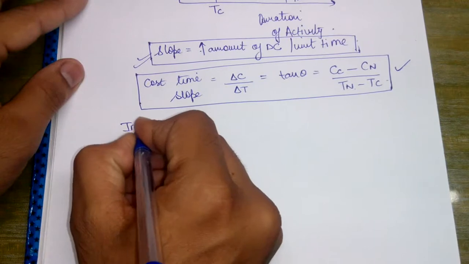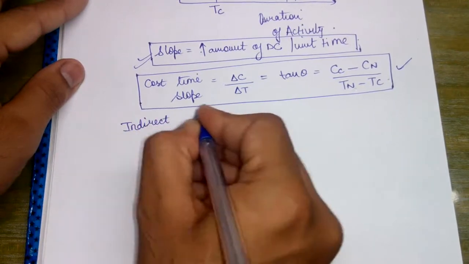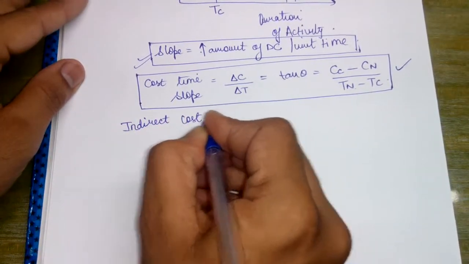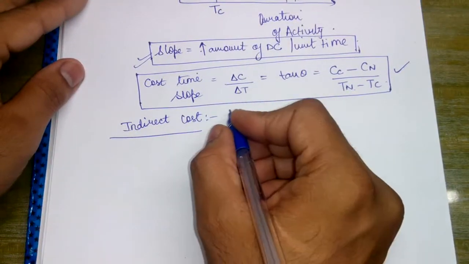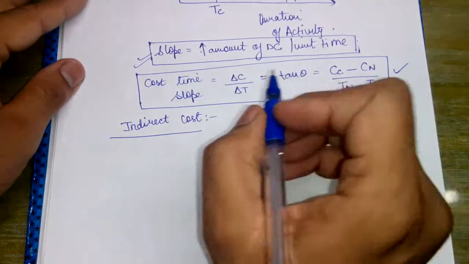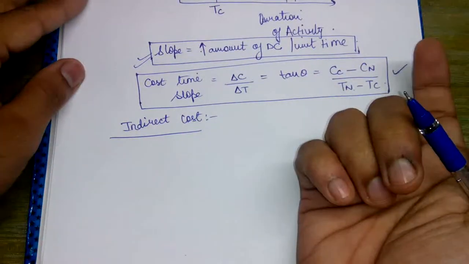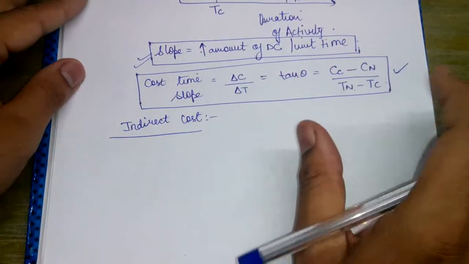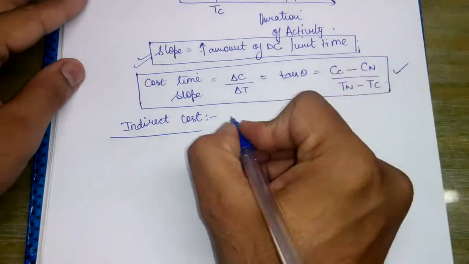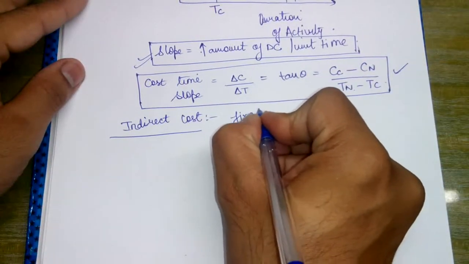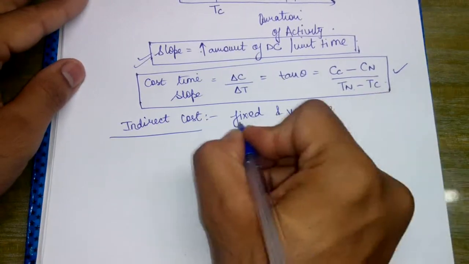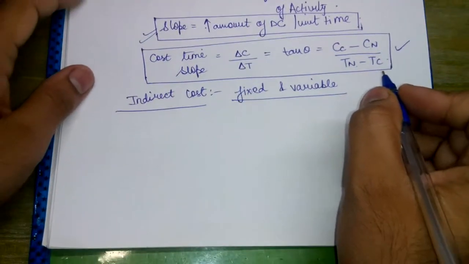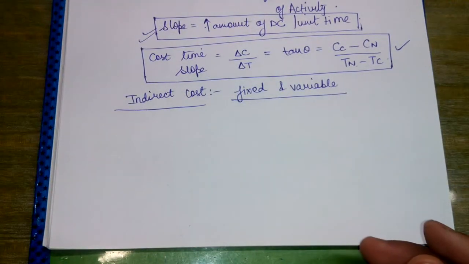Now we talk about the indirect cost. The indirect cost is that cost which is not directly involved in the execution of the activity, but it is compulsory for safe and timely completion of the project. It is made up of two parts, that is the fixed and the variable part.